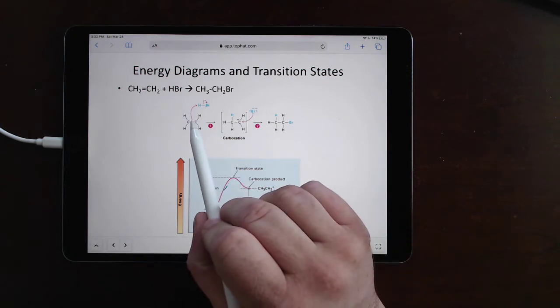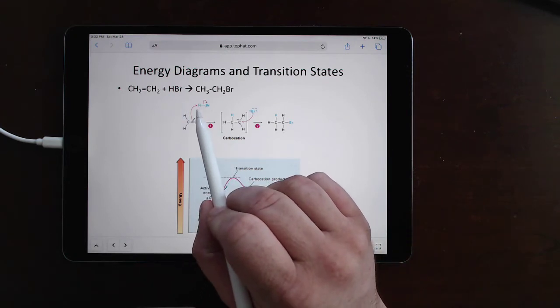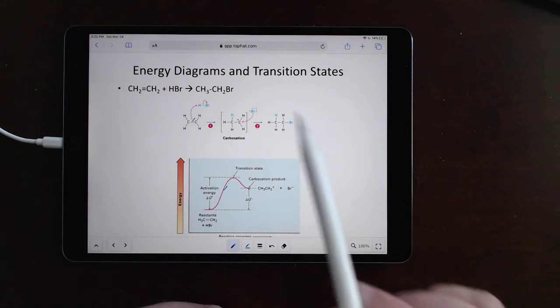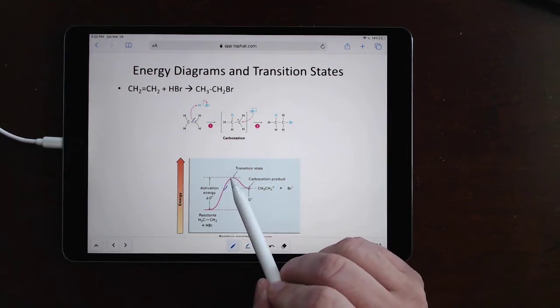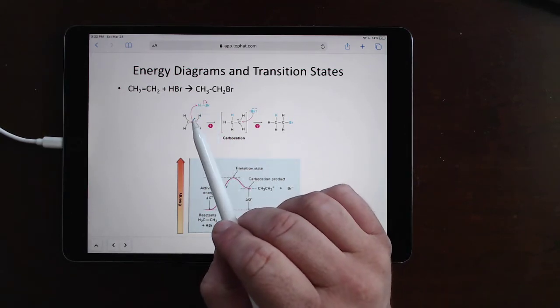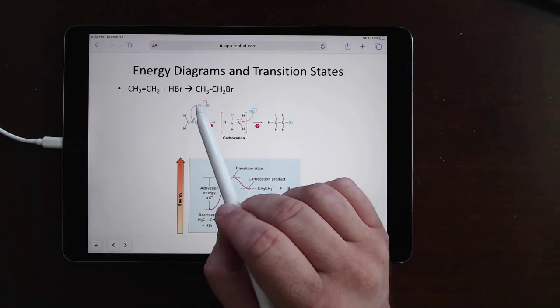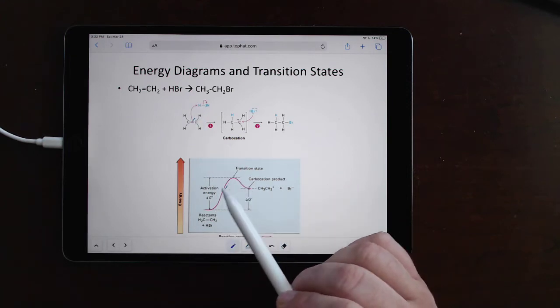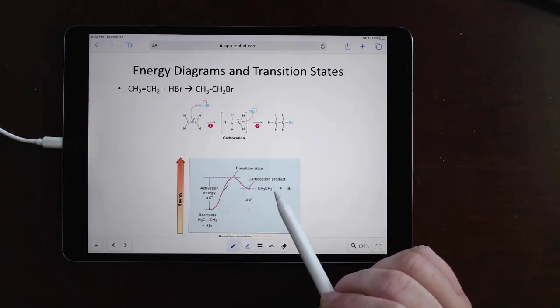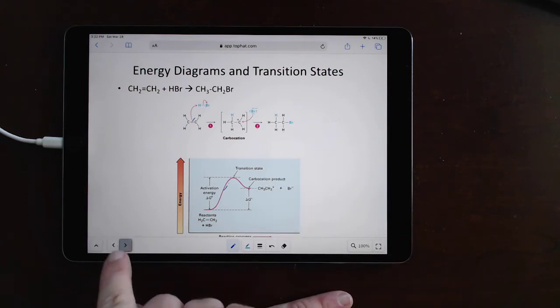This bond is breaking here. We're trying to make it reach out, breaking that bond. It's a very high energy state. Now, once we make the new carbon-hydrogen bond, we get a little bit of that back, something like that. And so we're at this carbocation intermediate here.